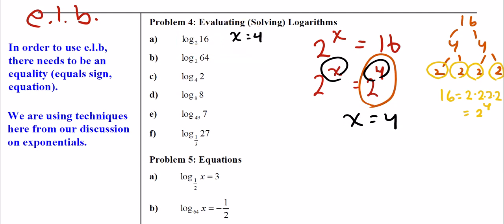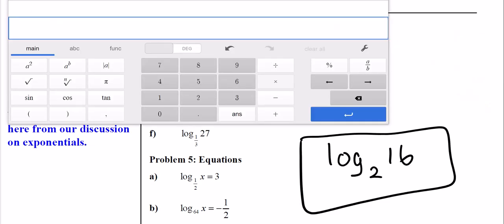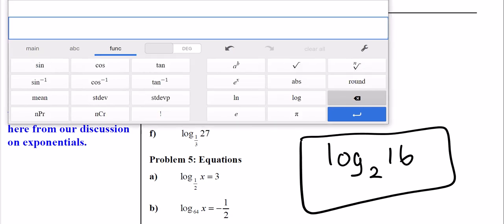So this is what it means. In other words, if you had a calculator that you could put this into, you would get the answer is 4. But let me show you the technicalities involved here. So with the original problem, log base 2 of 16, let's say I'm using Desmos to figure this out, and I have to go more technical here and click on function. And there's log. And you see what is happening? It's not asking me for a base.